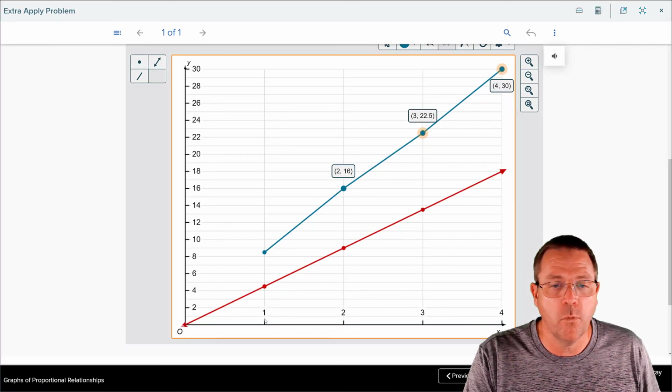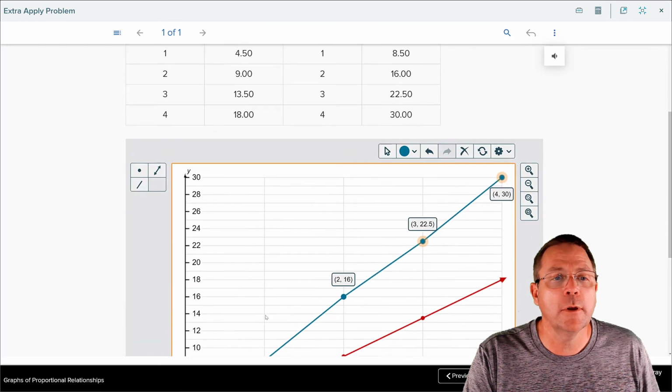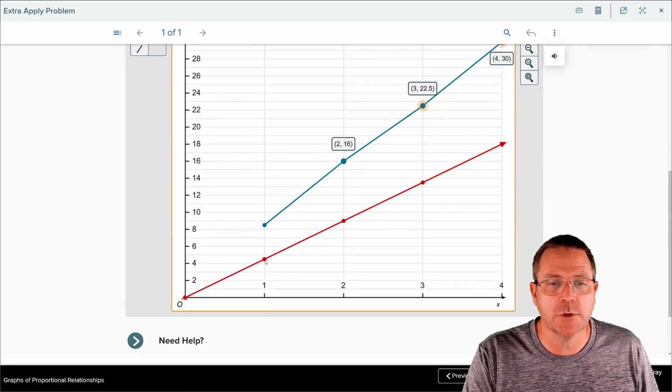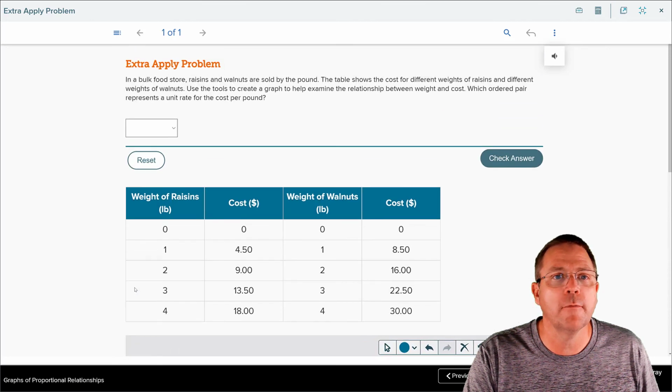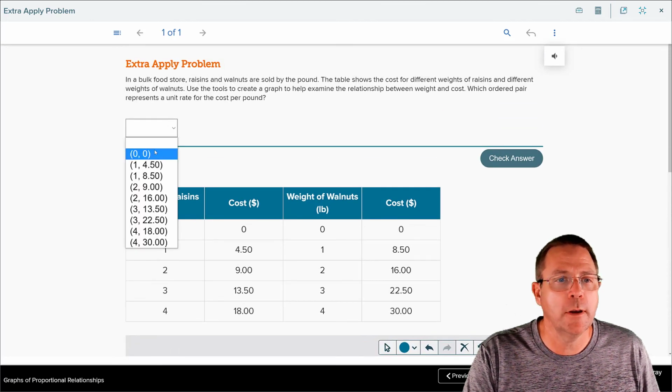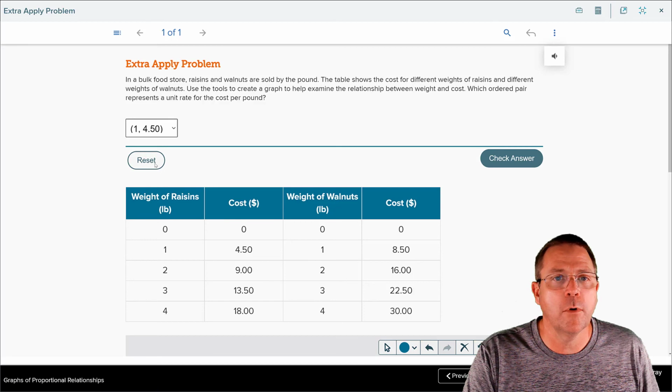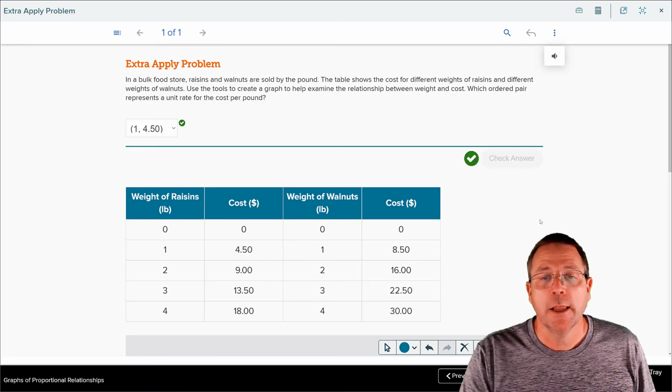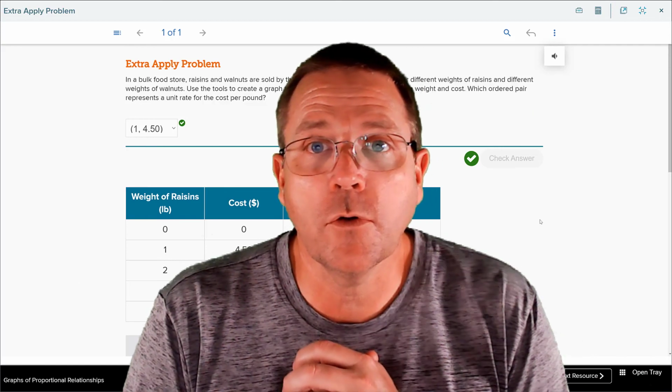That means the only one we can be proportional with is going to be the raisins, and the unit rate is going to be for 1 pound. Yep, 1 pound of raisins, which occurred at this point right here, 4.5. So what are we going to put in here? It's going to be a 1, 4.5. We're going to check our answer checks.